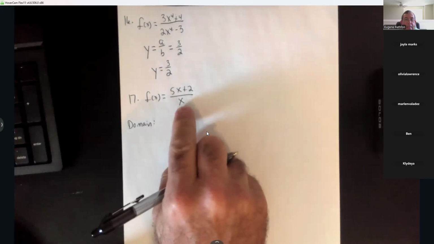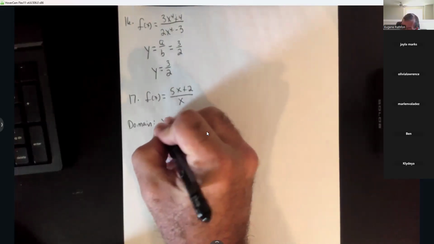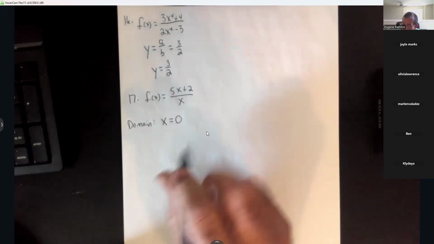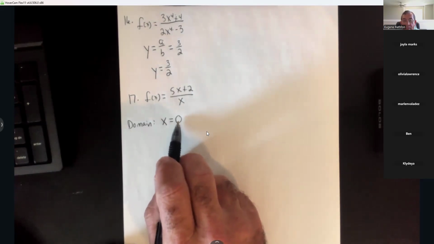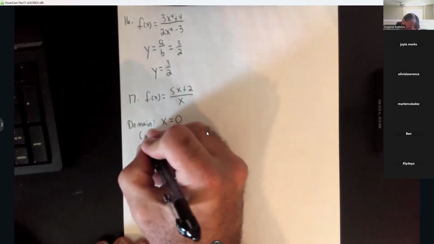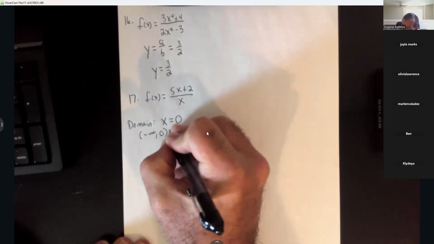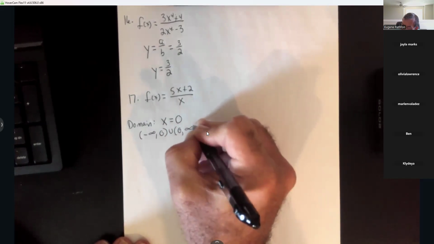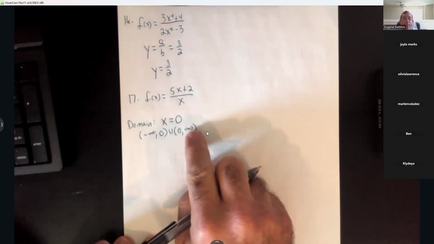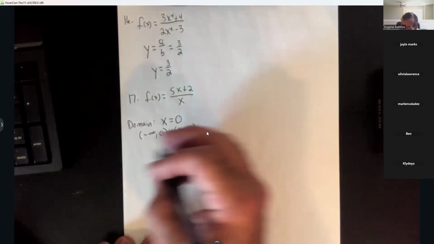So for the domain, I set the denominator equal to 0. Well, y'all, when you set x equal to 0, the only number I need to exclude is 0. So my domain will be from negative infinity to 0, union around 0 to kick it out, and then go off towards positive infinity. And then it wanted the x-intercept and y-intercept.